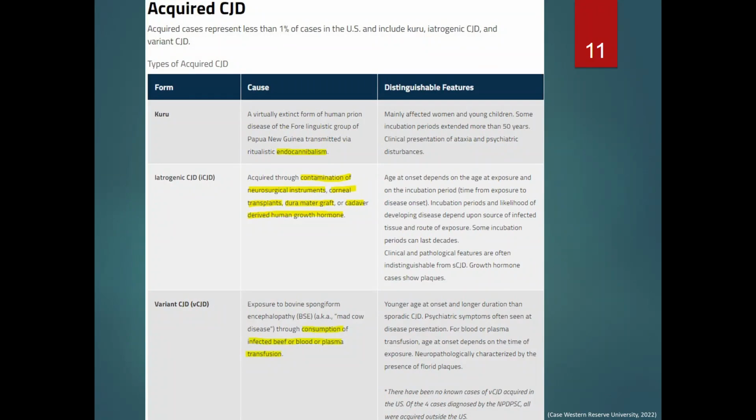The third type of CJD is acquired. Kuru is within the acquired category and is an acquired form that can result from cannibalistic behaviors. Iatrogenic CJD is important to understand as perioperative staff, as it is linked to the contamination of neurosurgical instruments and some specific human graft materials. Variant CJD is related to consuming contaminated animal products like cows with BSE.